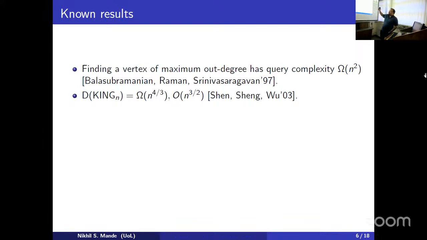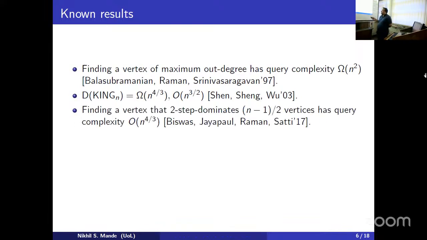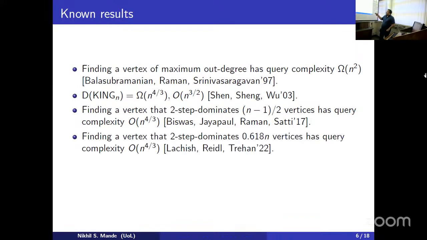So I think this is a cute problem. It should be easily solvable. It's just not been solved yet. But there have been works looking at variants and so on. So some of these works are, let's say, instead of finding a vertex that 2-step dominates all other vertices, you just want a vertex that 2-step dominates half of the other vertices. This can be done in query complexity order n to the 4/3. This half was generalized to 0.618 2 years ago.